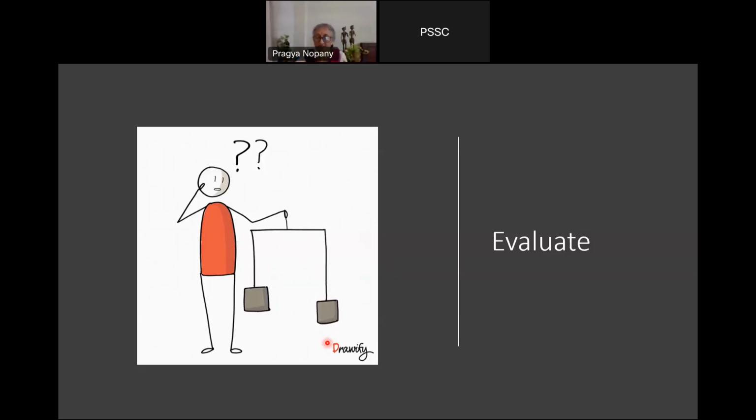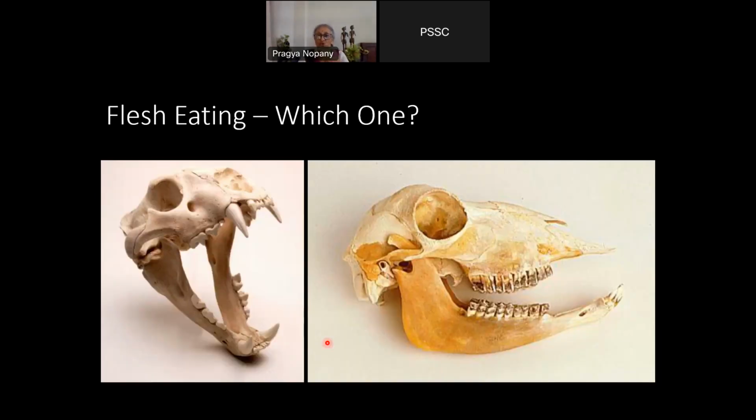First part is we must offer some exercises to the students, to the learners, so that they can evaluate the choices that are offered to them, right? So how will you make them do that? Show them these pictures and ask them which one do you think is a flesh-eating animal and which one is not, because you have taught them earlier the role of different teeth, which I did not take up really in this particular session.